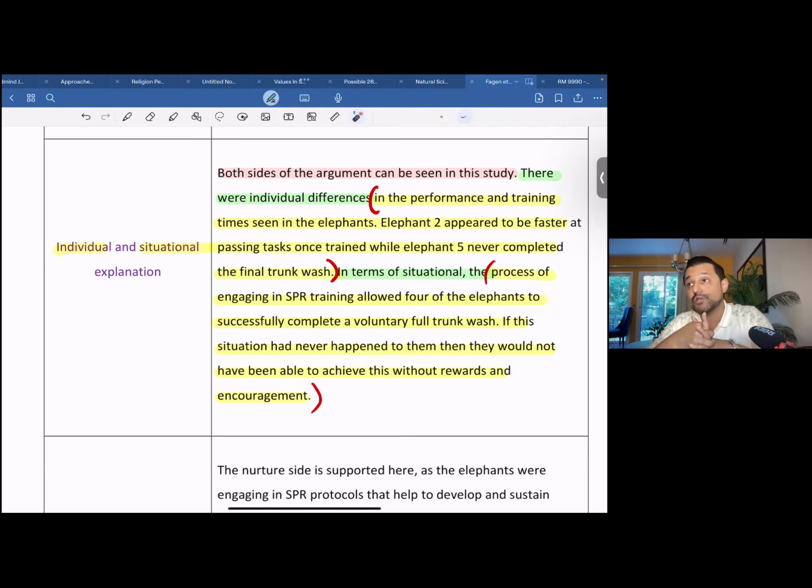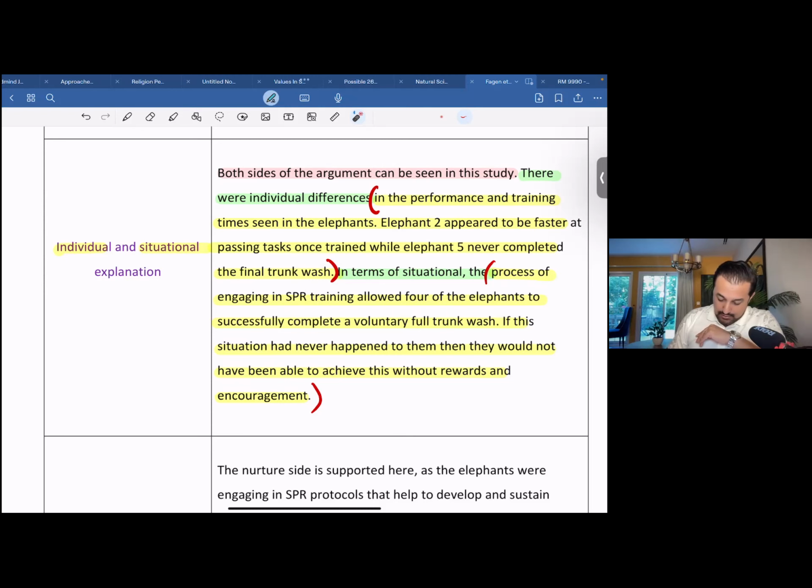It was, of course, through the situation that the researchers had created, which led to these 5 animals being trained. Yes, the training was successful for 4 of them and not the fifth adult elephant. Nonetheless, it was through the situation. So both sides of the argument could be used over here. And this particular point could be a question, a possible 4-mark question in your CIs. It could be a part of an 8-mark question as well.